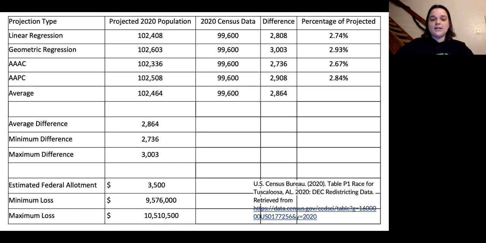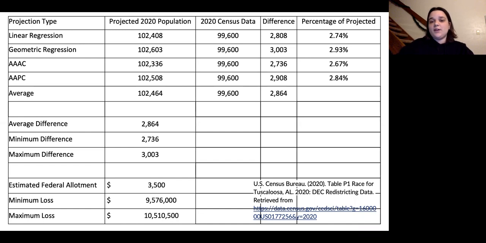However, it's estimated that the city receives $3,500 per person that's counted in the census, and these numbers will be applied for the next 10 years. And so, at a minimum, the city's losing out on $9,576,000, and at a maximum, $10,510,500. So I would recommend that the city of Tuscaloosa does contest the 2020 census data.